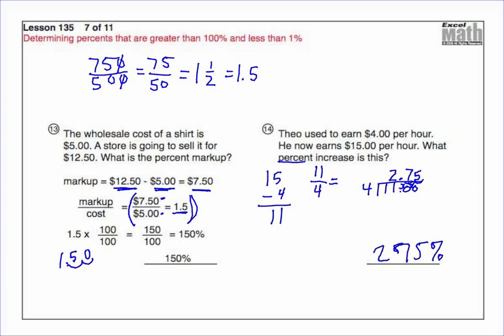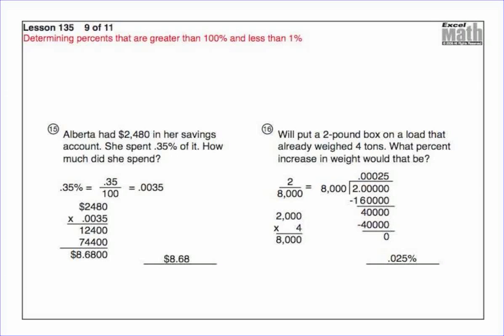All right, we're almost there. We've got a couple more problems to show you. Alberta had this much money in her savings account. She spent 0.35% of it. How much did she spend?